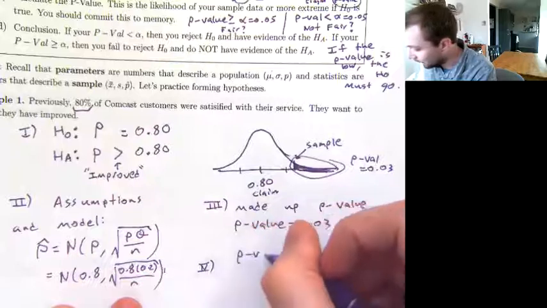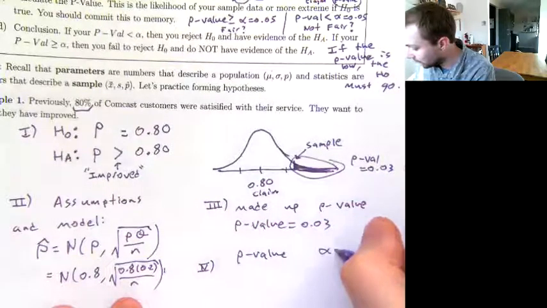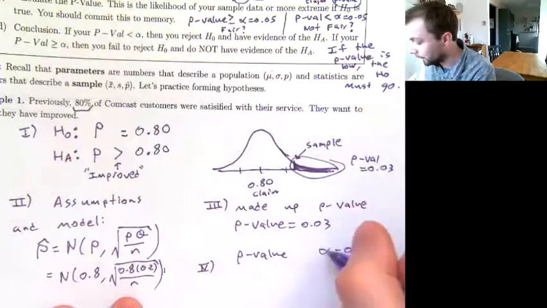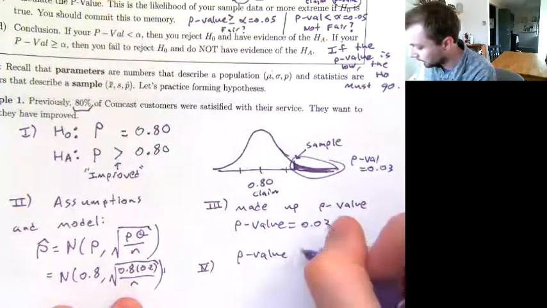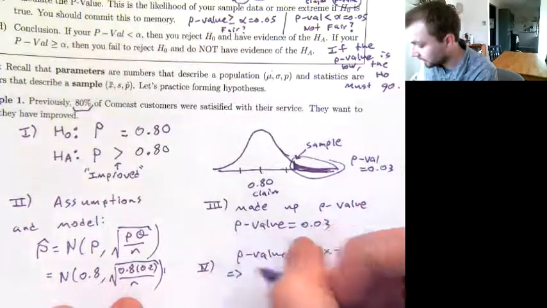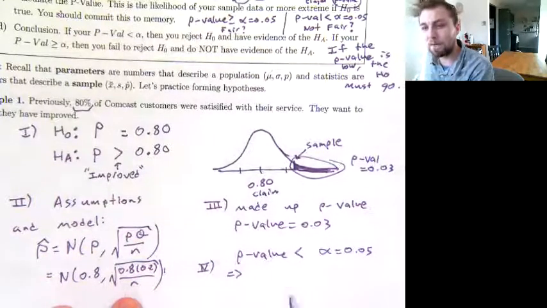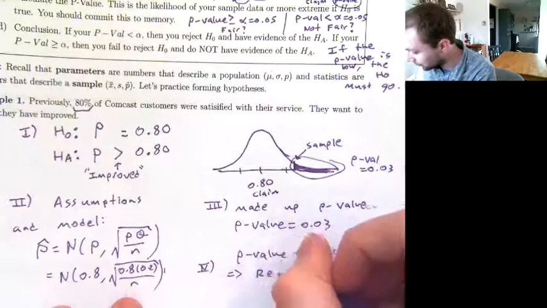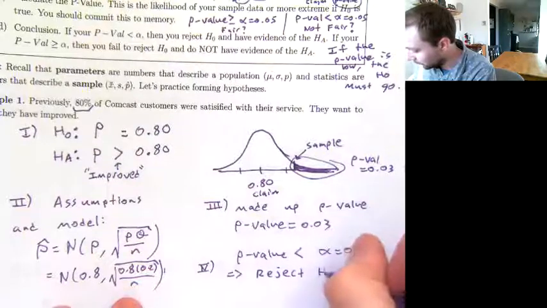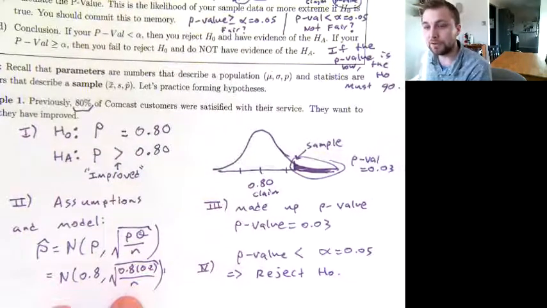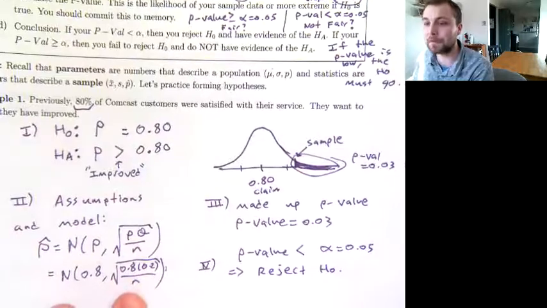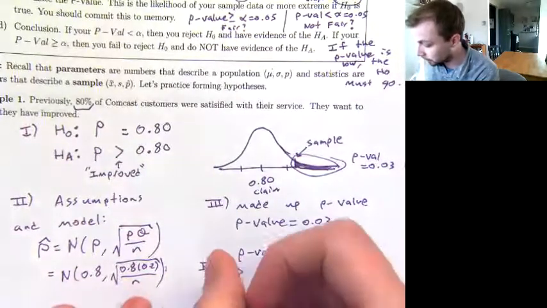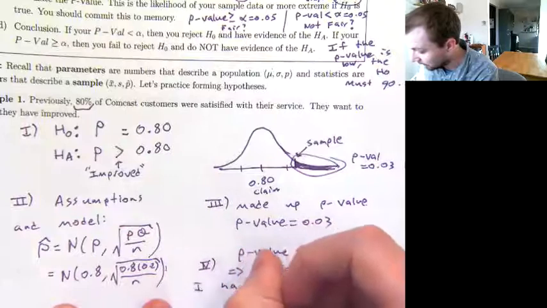So since my p-value is less than my cutoff for what I consider rare, and alpha is the symbol for what I consider rare to be, since my p-value is low, my null must go. So since my p-value is low, I must reject the null hypothesis. If I reject the null hypothesis, I must be leaving it for something better. I don't just leave it and then I'm left in limbo. I only leave something when I have a safety net. So I reject the null hypothesis. I have evidence of the alternative.